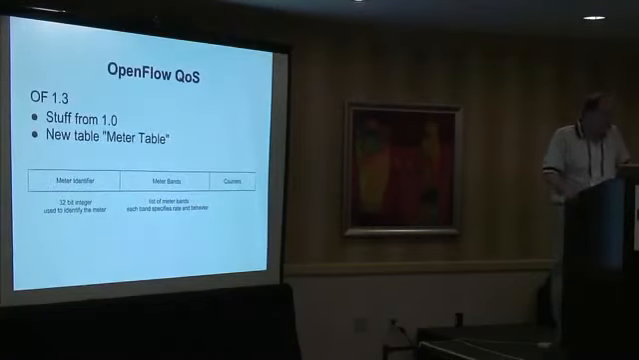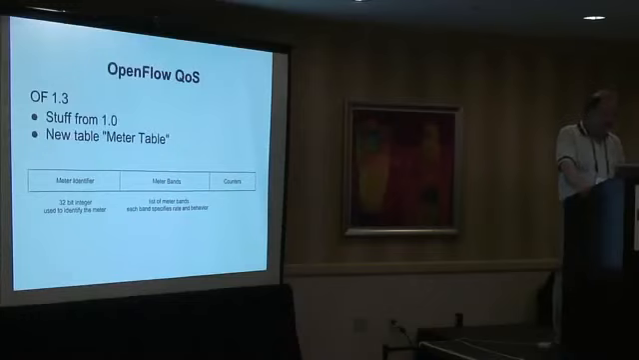We'll jump to OpenFlow 1.3. For quality of service, it has the stuff we just talked about, the primitive stuff from 1.0, but it adds a new table type. So we've gone from, in 1.0, having just the flow table, to now having one or more flow tables, a group table, and now in 1.3, a meter table. The meter table is a lot of QoS rope.